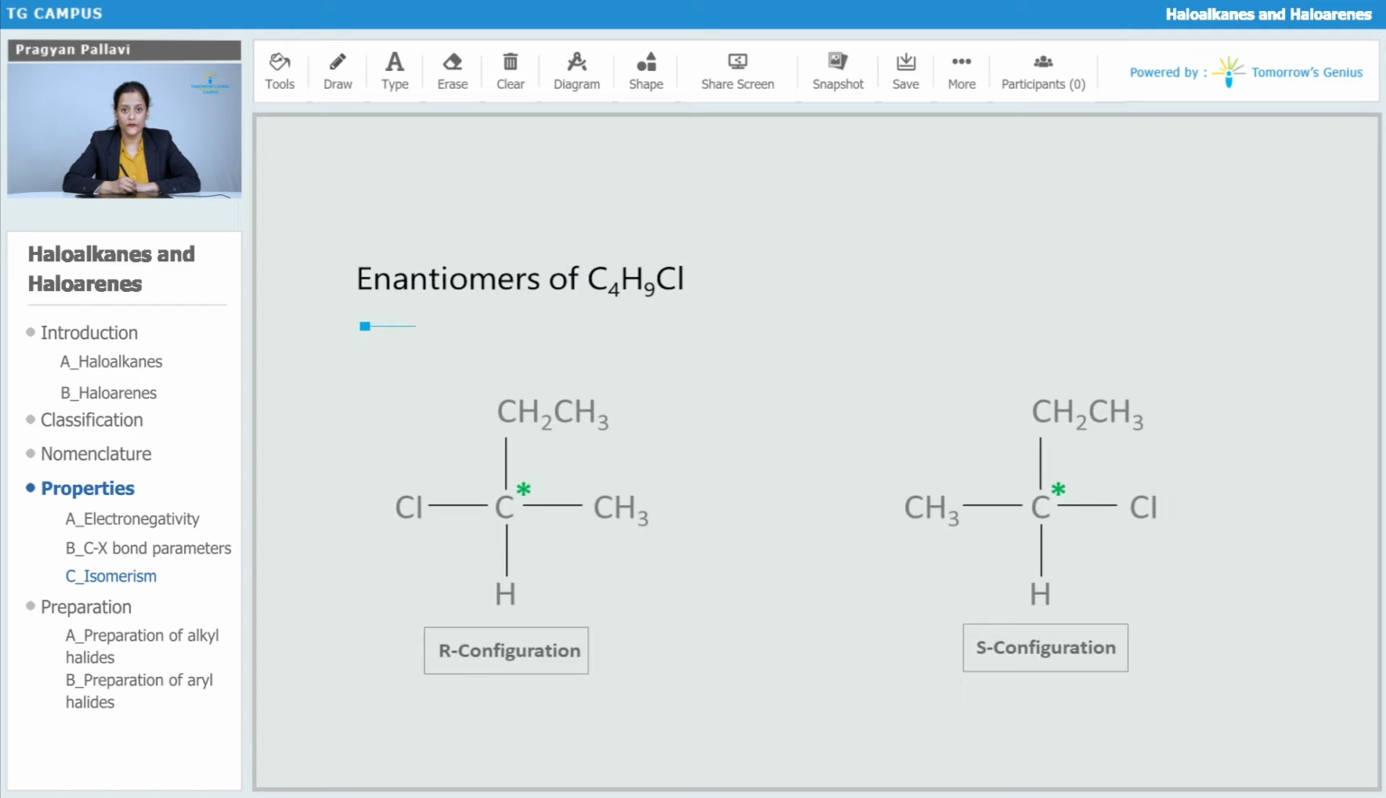So let's see what are the different enantiomers of C4H9Cl. So here we have this R configuration and this one is known as S configuration. If we look closely, we have this chlorine on the left hand side of this chiral center, and the chlorine in the S configuration is on the right side of this chiral center.